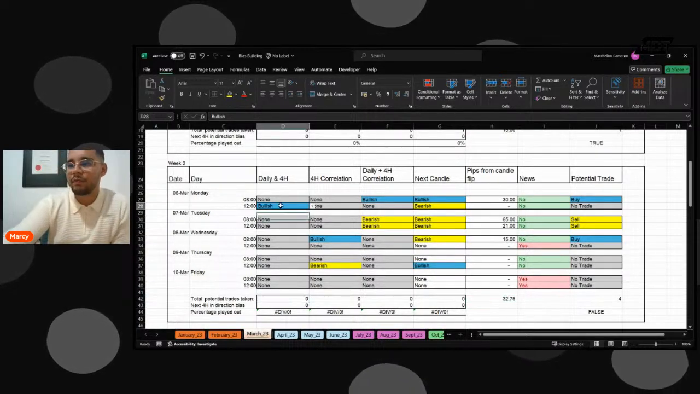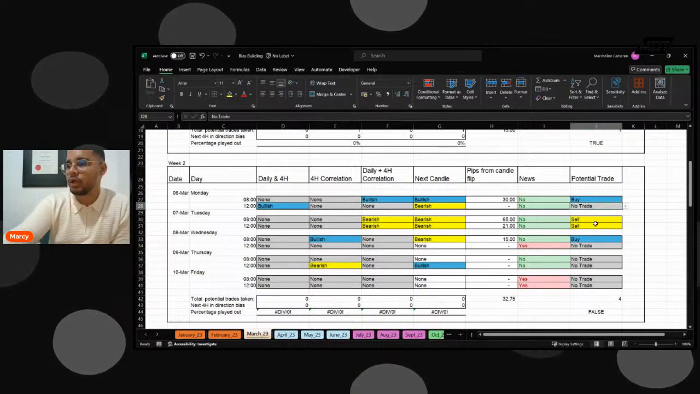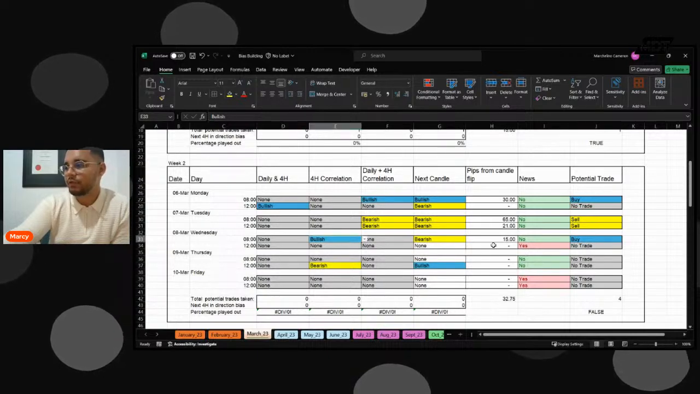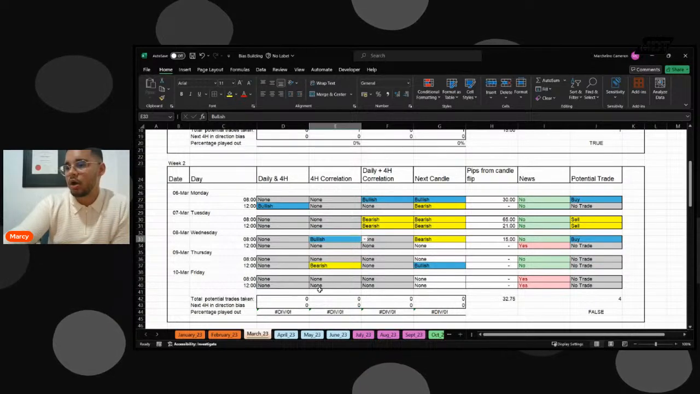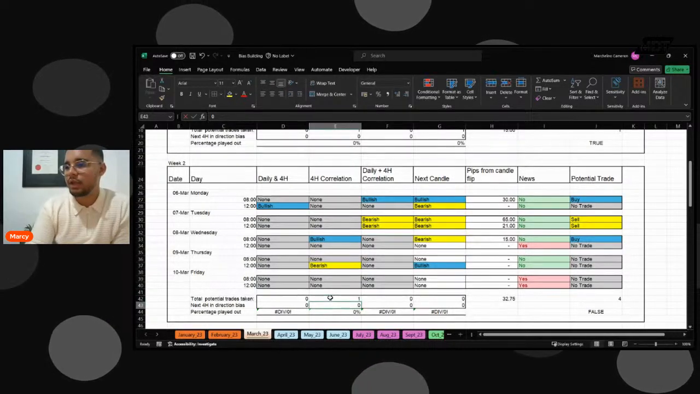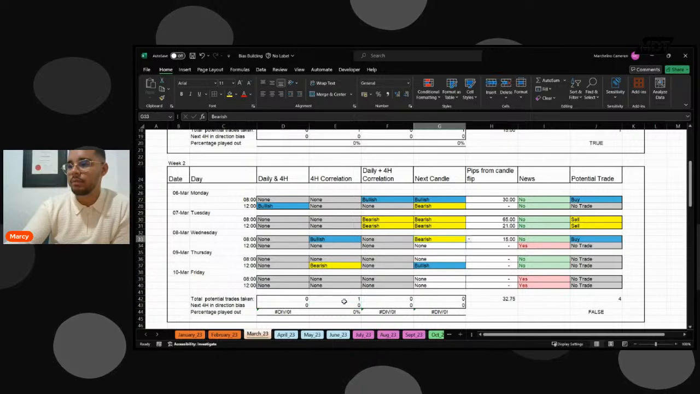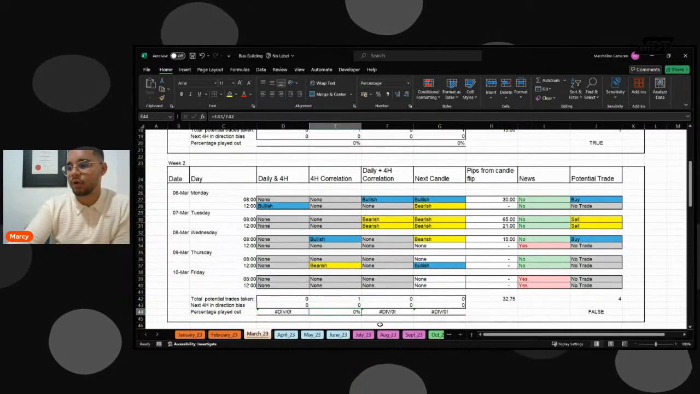Okay, so would we have taken this? Nope, no trade. Would we have taken this? Yes, there's a trade there. We wouldn't have taken this because there's no trade. So this is one trade taken. Did it actually play out? No, it didn't play out. So we leave that at 0, right?